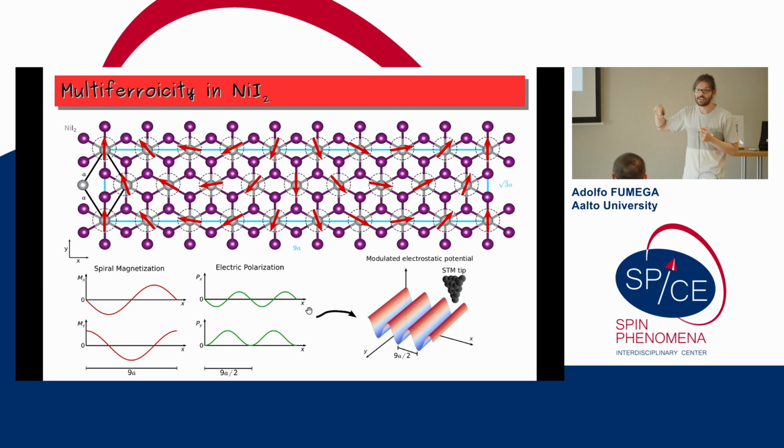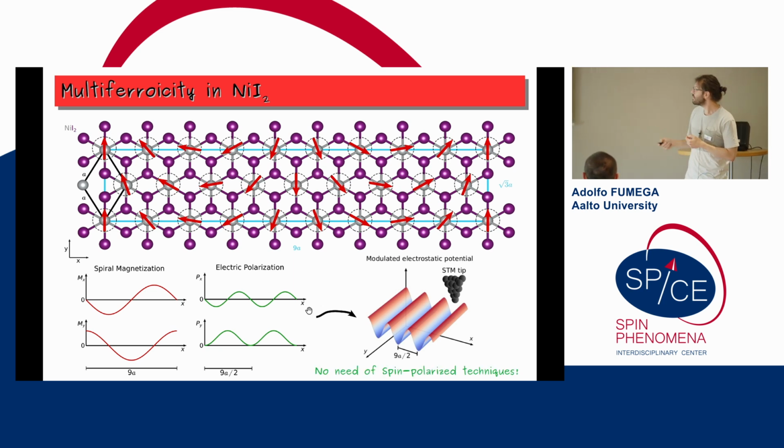So we can go with STM, and if this is the case of having this multiferroicity, this electric polarization should induce a modulated electrostatic potential, and with the STM tip, we should be able to see that. Okay? So we went to the lab. Just recall that we don't need any sort of spin polarized technique, just the STM, thanks to this magnetoelectric coupling. Both things are coupled. So no need to spin polarize the STM.